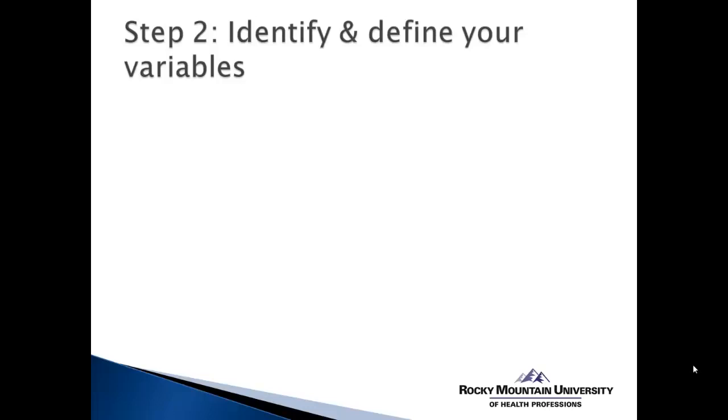Now the next step is to identify and define your variables. So in other words, what is it that you're going to be studying? And so you'll need to decide what your independent variables are going to be. Now in a descriptive research question, you probably aren't going to have an independent variable. And in a correlational research question, you may or may not have independent variables. But certainly in a cause and effect question, you will have to have an independent variable.